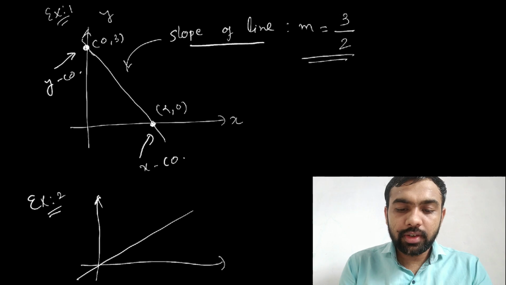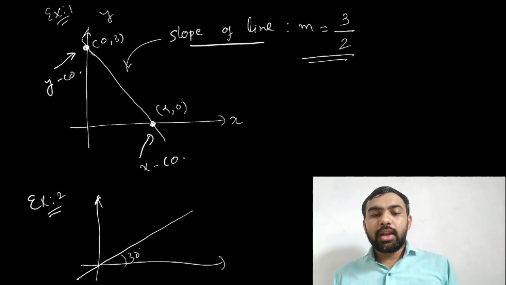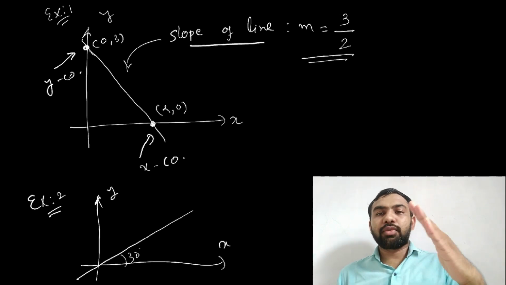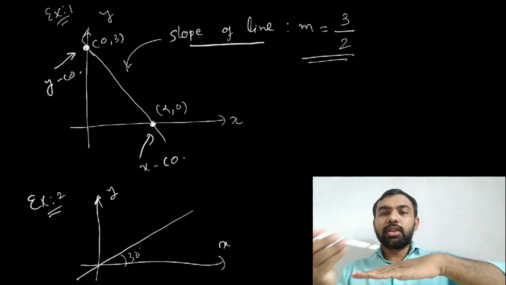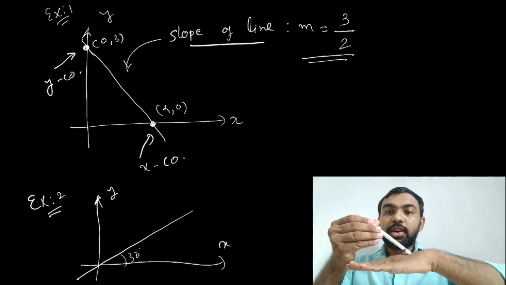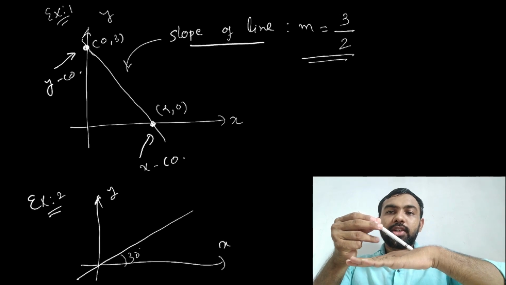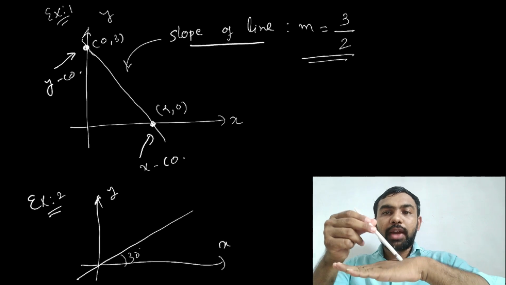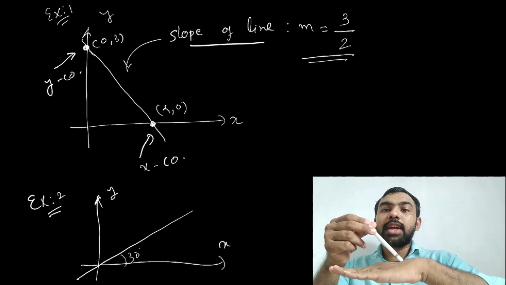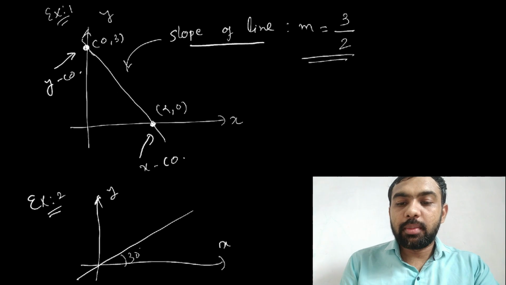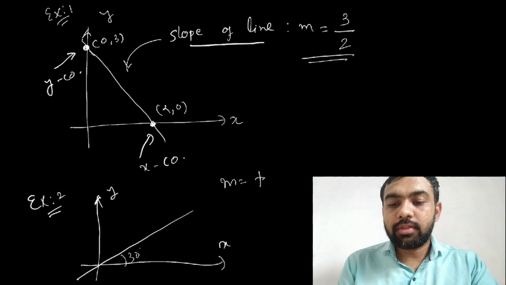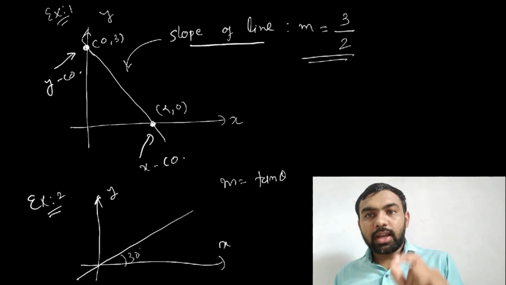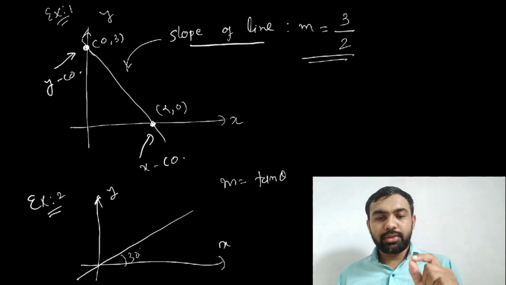Suppose a line is given at 30 degrees with the x-axis, which is horizontal, and here this line is forming a 30 degree angle. What is this angle? 30 degrees. So how do we find the slope of this line? Theta is given, so m is equal to tan theta. Theta is the angle formed with the horizontal.